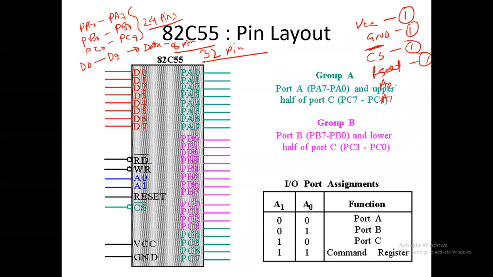So these are 2 address pins. And the read pin and the write pin, RD and WR. A0, A1, read, write, reset, chip selector, this is 6. This 6 and this 2 make 8. So 32 and 8, total 42.